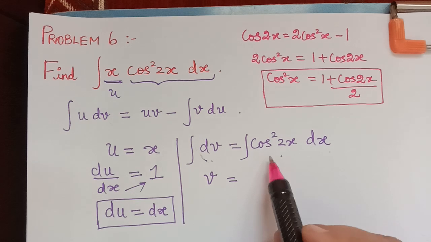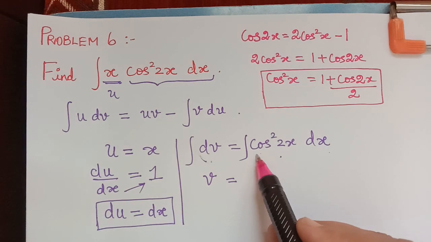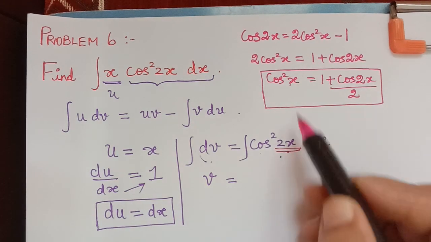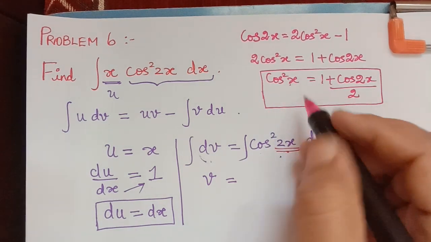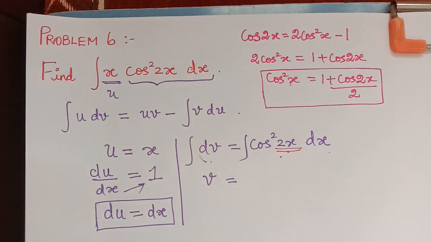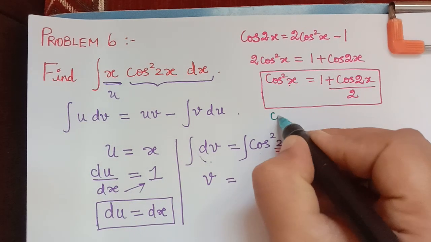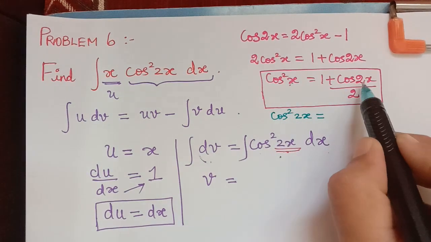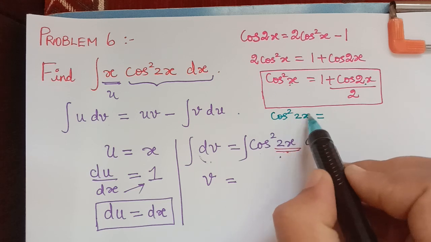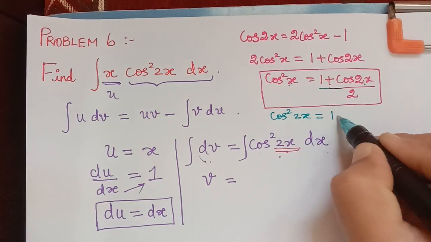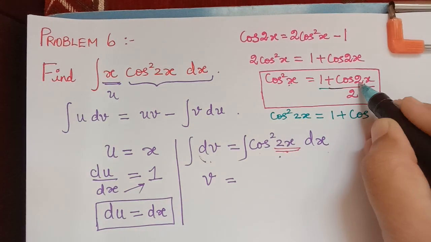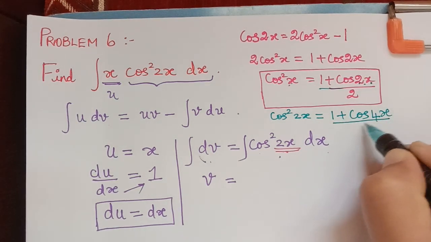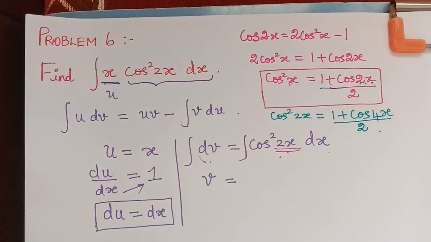But we have to notice that here we have cos squared 2x. So instead of x we are having 2x. So in this formula this x has to be replaced by 2x. When we replace it with 2x, what do we obtain? Cos squared 2x equal to, wherever we have x in this formula we replace it by 2x. So we obtain (1 plus cos of 2 multiplied with 2x), so it becomes cos 4x, divided by 2. Okay, so this is what we obtain.